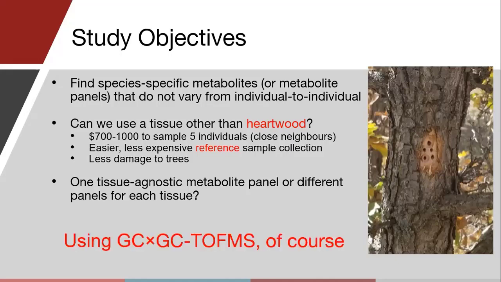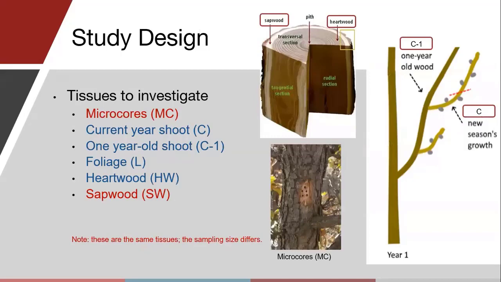Of course, to do that, we will be using GC-TOFMS, no doubt about it. Let's begin with the study design, right? So we have quite a few different tissues that we're interested in. There are microcores, current year shoots, 1-year-old shoots, foliage or leaves, heartwood, and sapwood. I'll just take this time to note, as you can see here, microcores and sapwood are the same exact tissues. It's just the sample size that differs. And in all of these diagrams, you can see which means what.